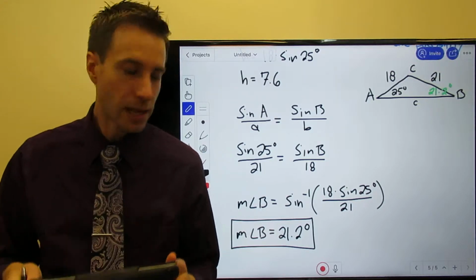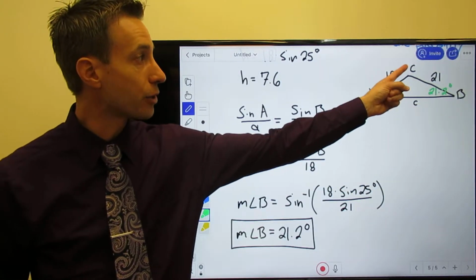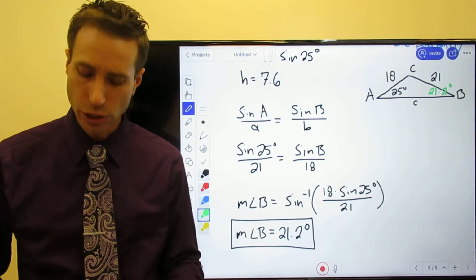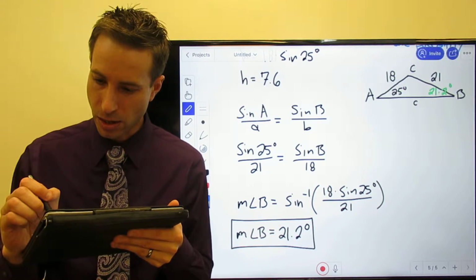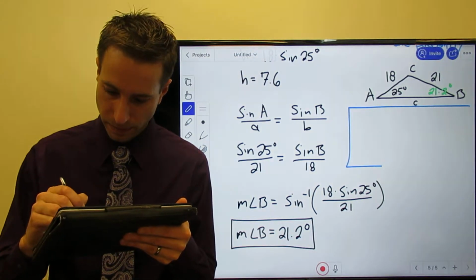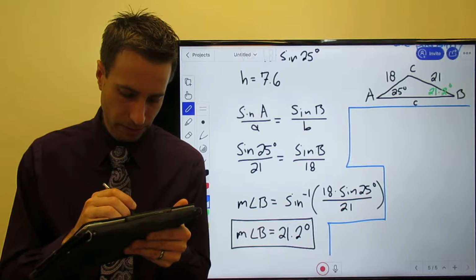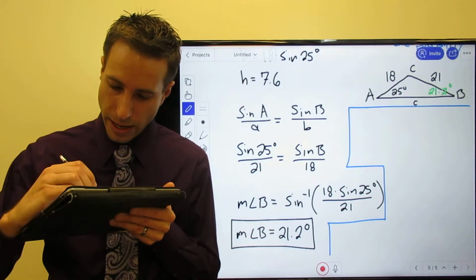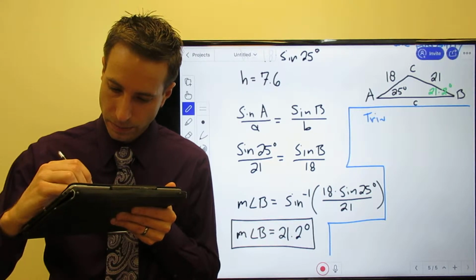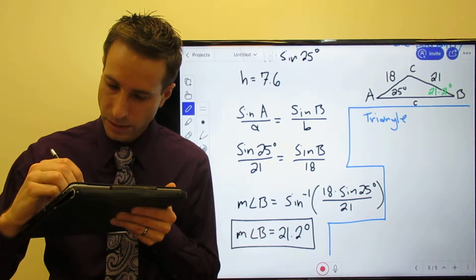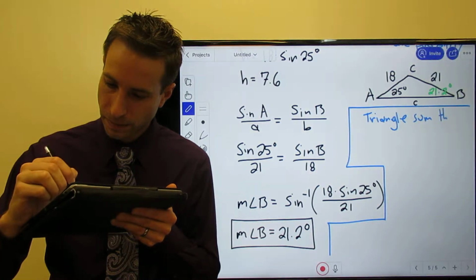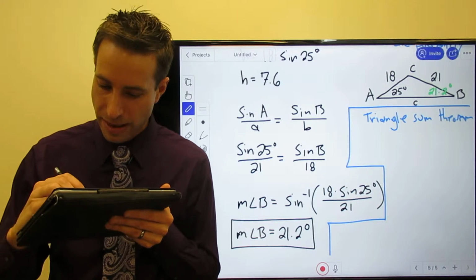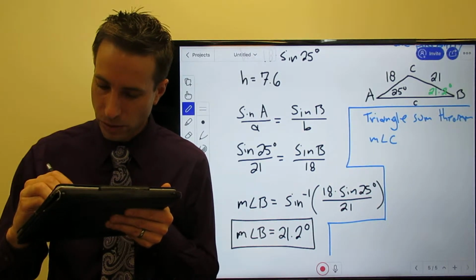21.2 degrees. I still don't know the value of the measure of angle C, and I don't know the length of side C. Let's go ahead and find those. First, the triangle sum theorem. Triangle sum theorem is going to allow me to find the measure of angle C.